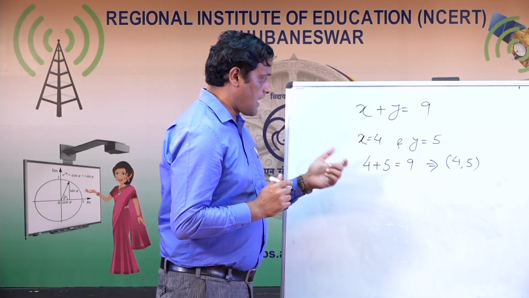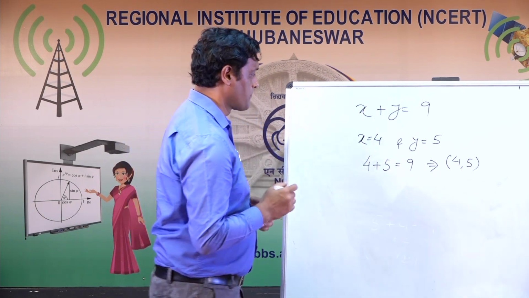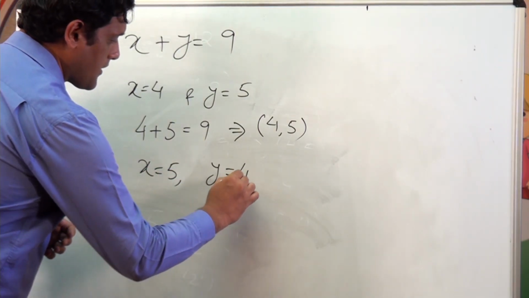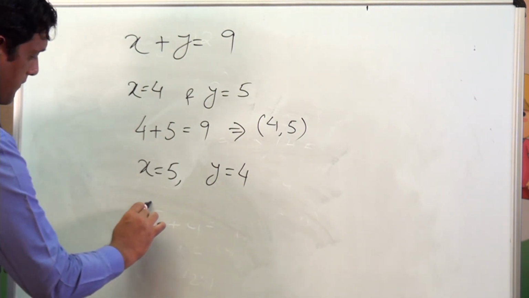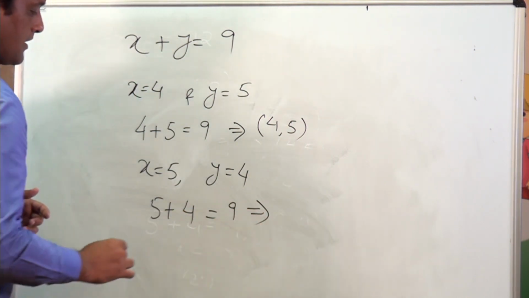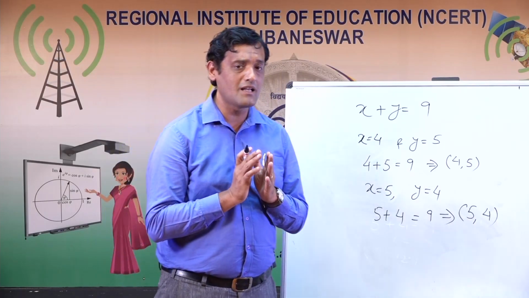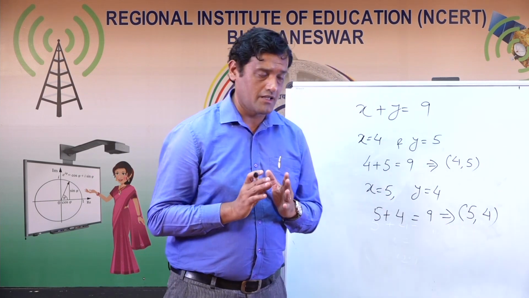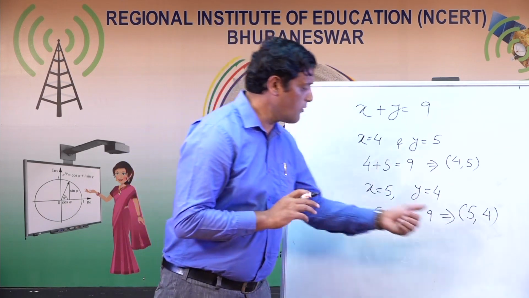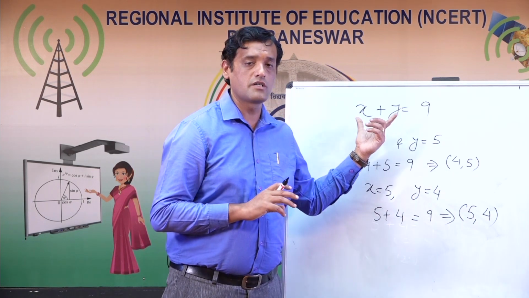Again, what we can do, we simply interchange the position of x and y. We just take x equal to 5, y equal to 4. Then 5 plus 4 equal to 9. That implies (5, 4). One thing we have to keep in mind: x always comes at the first position and y comes at the second position. So (5, 4) is another solution of this linear equation in 2 variables.